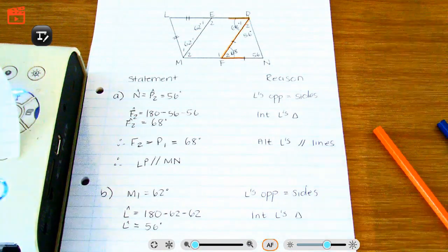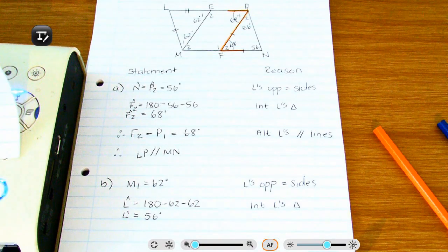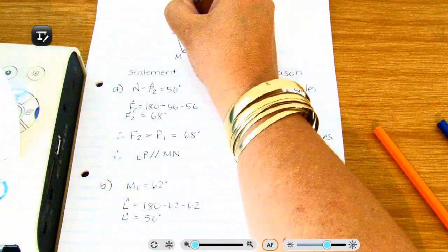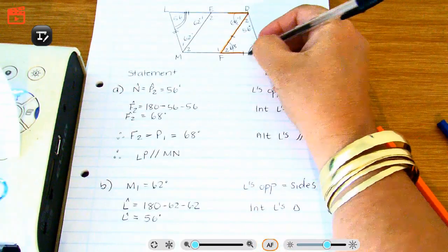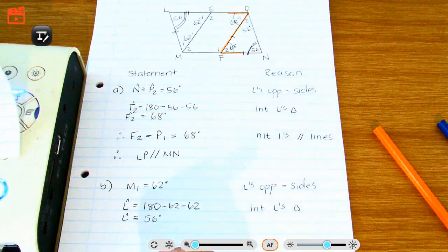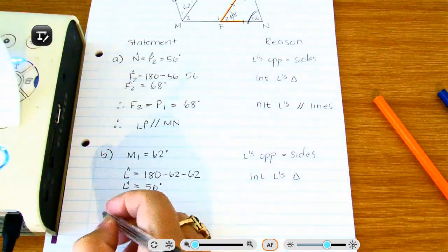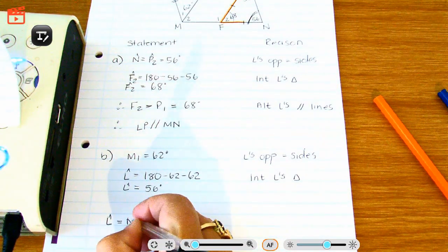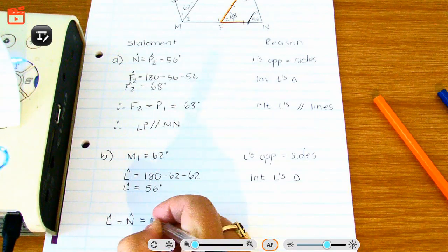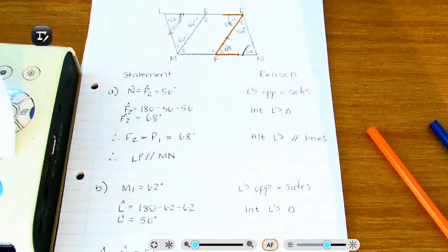Okay, so from there, I'm going to have to move it up a bit. You should already see, if this angle here is 56 degrees, you should already see that angle L and angle N are equal to each other. So you can say there that angle L is equal to angle N, which is equal to 56 degrees. Okay. Now we've proven that one pair of opposite angles are equal.